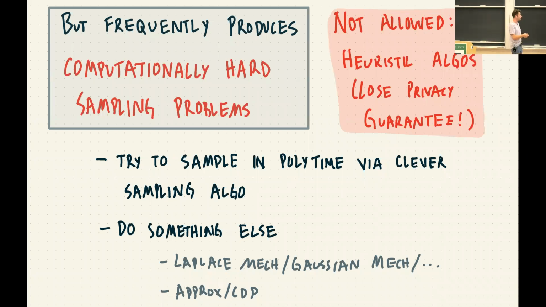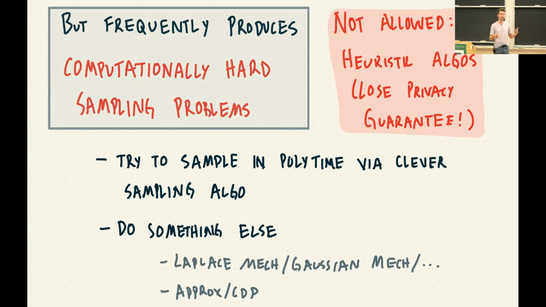Well, you could hit your head against it really hard and try to design some clever, computationally efficient sampling algorithm for the particular instance of exponential mechanism you have. Maybe that works, maybe that doesn't. Or you could throw up your hands, forget exponential mechanism, and just do something else, right?